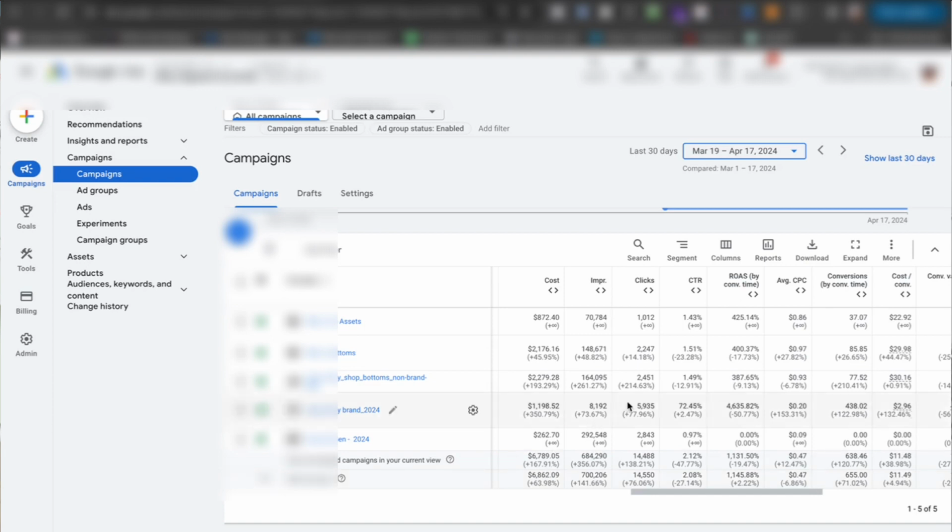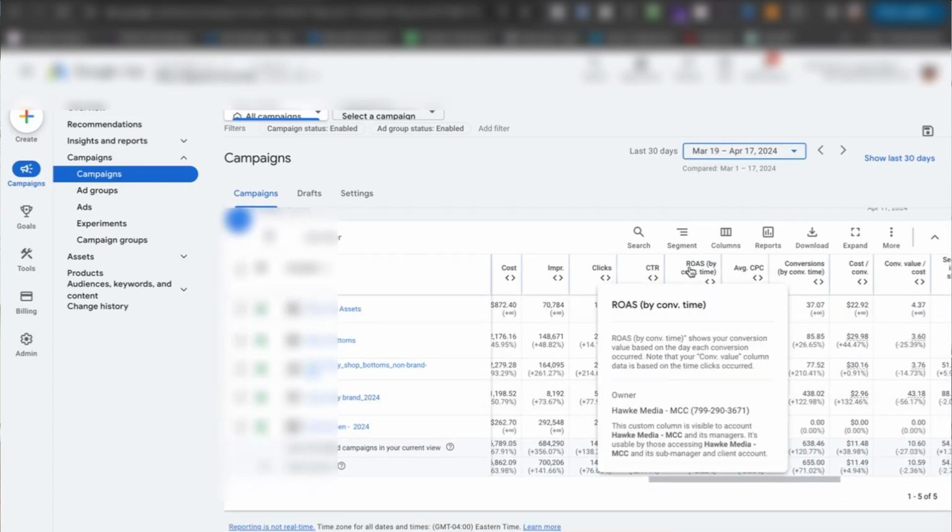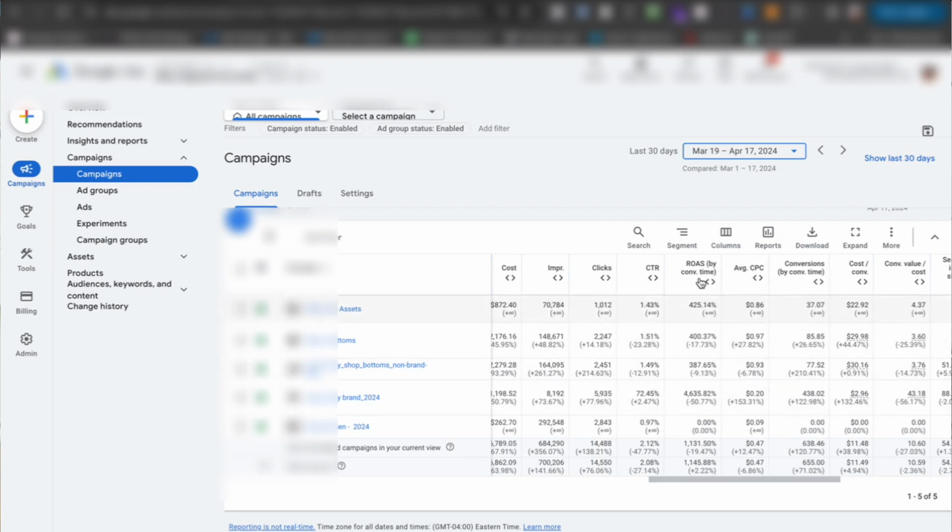And when you look at just the ROAS, it's through the roof. But I will say that the ROAS is thrown off by this specific campaign over here, because it has over a 4,000 return on ad spend. So it skews the overall data. But when we look at specific campaigns, this one has a 425% return on ad spend, this one has a 400% return on ad spend, and this one has a 387% return on ad spend. And this one, again, throws off the data because it's just extremely good.